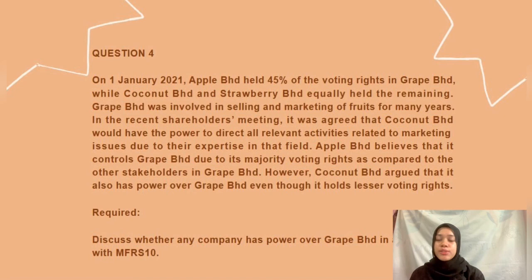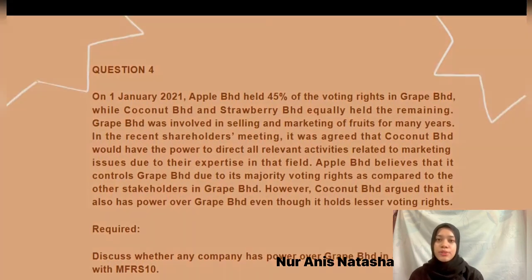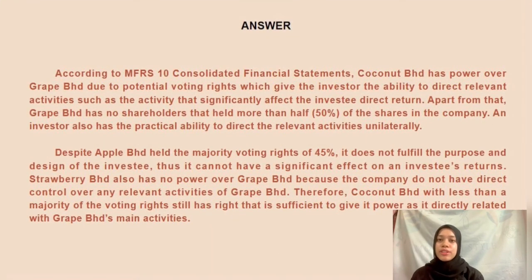Lastly, let's move to question 4. Based on the situation given, which company has power over Great Berhad? Now let's refer to the textbook from page 306 to 309. An investor may hold a majority of the voting rights, but its voting rights may not be substantive. Voting rights must provide the investor the current ability to direct the relevant activities, which will often be through determining the operating and financing policies of the investee.